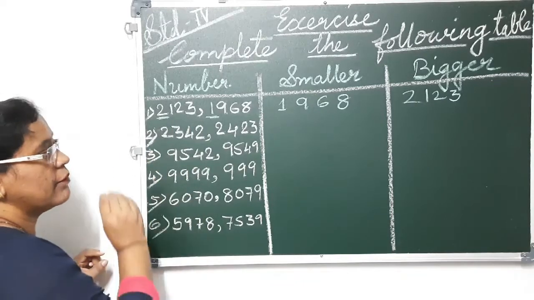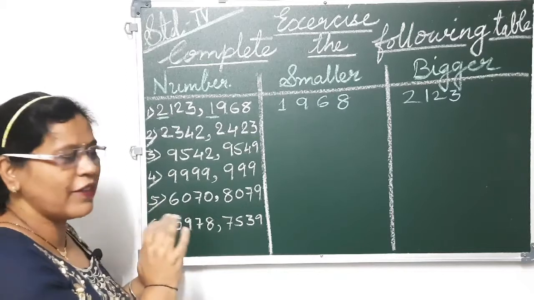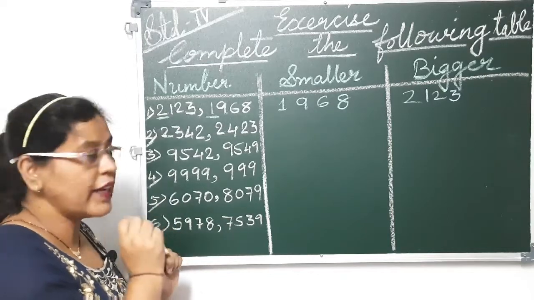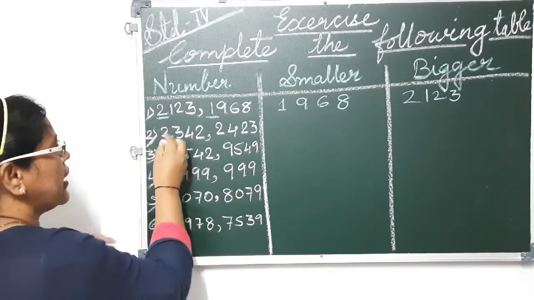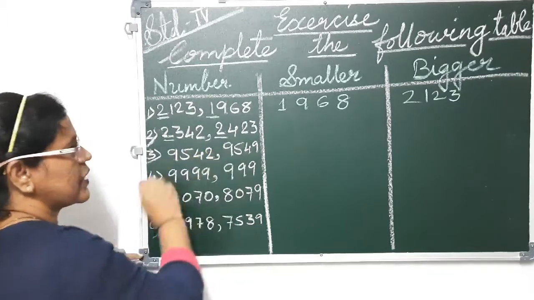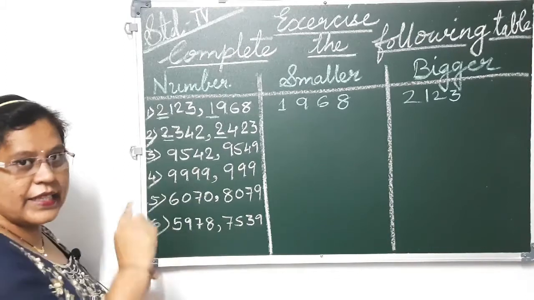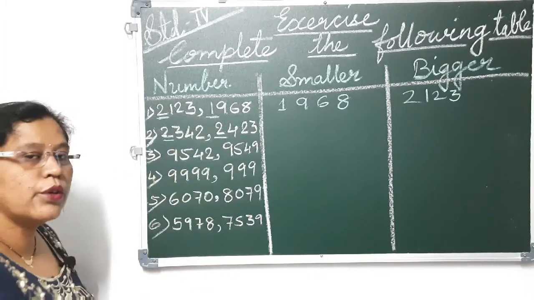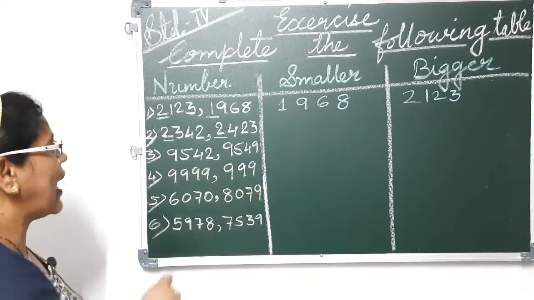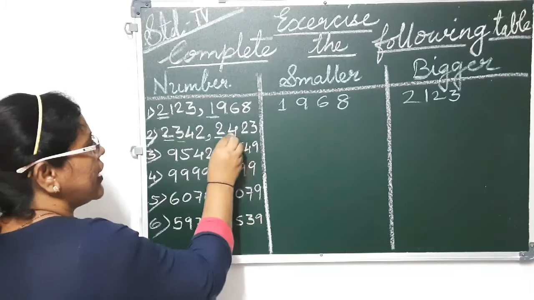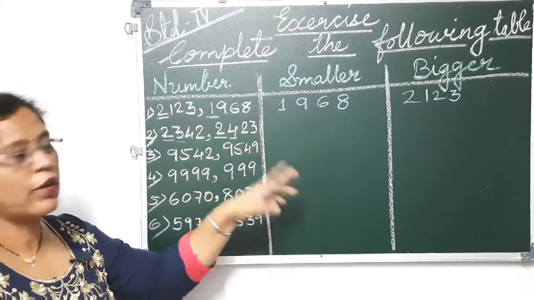Understood? Now the second sum, but here you have to be really very careful. They seem to be very easy, but you have to be very careful when you are comparing the given numbers. Now here, my dear students, see the first digit is 2. It's a 4-digit number, but the digits are the same, 2 and 2. Then what you have to do? You have to check the second digit, that is the hundreds place. Now here 3 and here 4. So it is understood that 3 is smaller than 4.